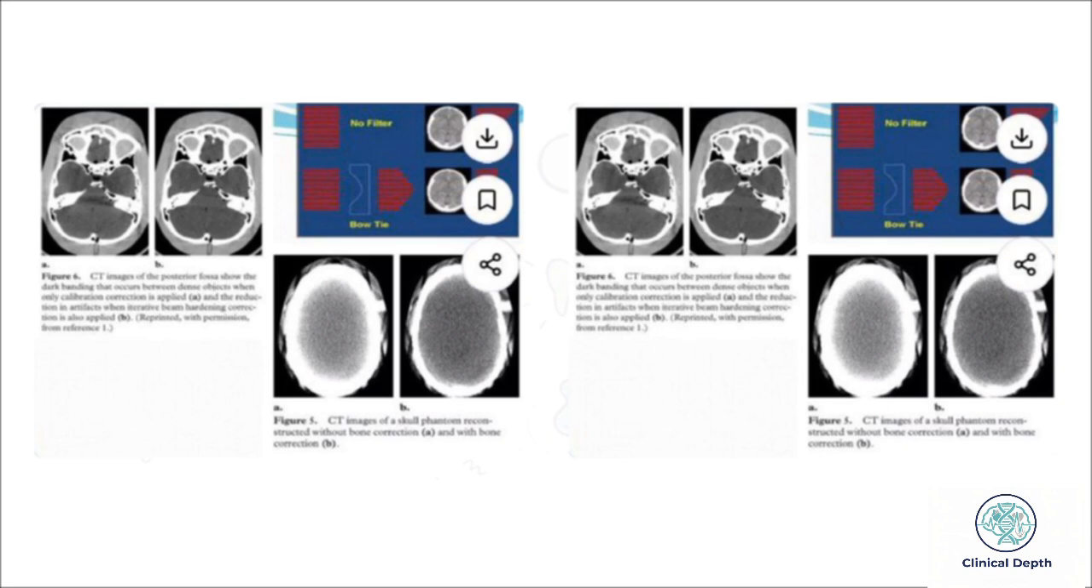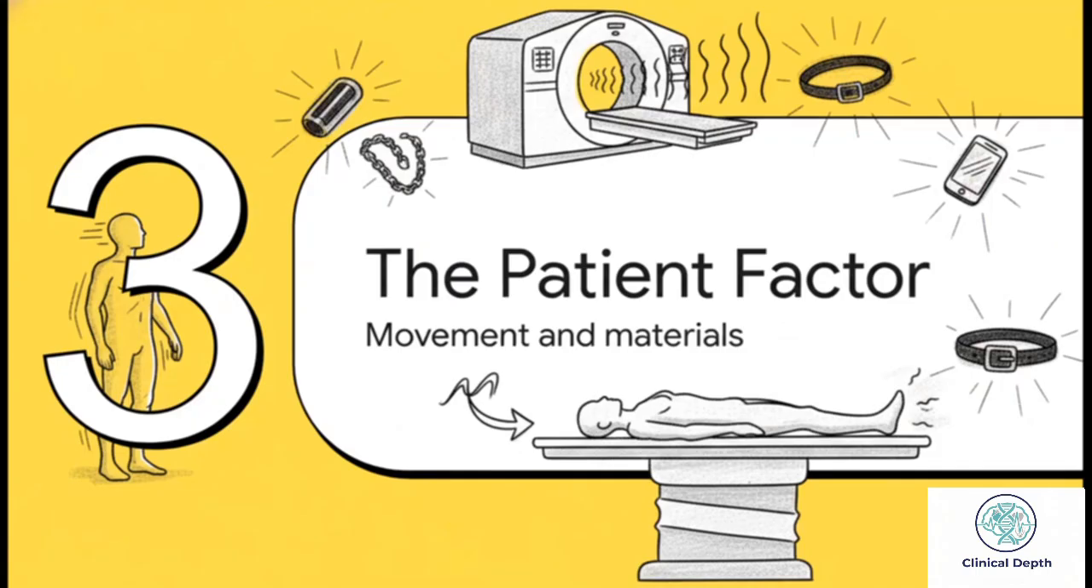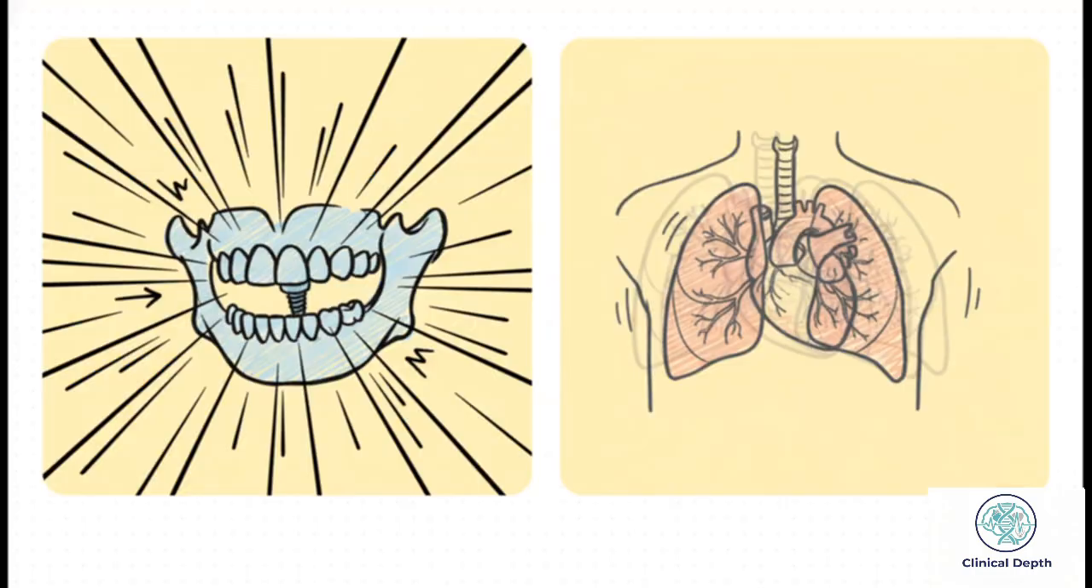After the correction software works its magic, the image is so much cleaner, so much more uniform. The difference is just night and day. Okay, so we've seen how physics can throw a wrench in the works. But the next big source of these artifacts doesn't come from the machine or the universe at all. It actually comes from the patient. Yeah, us.